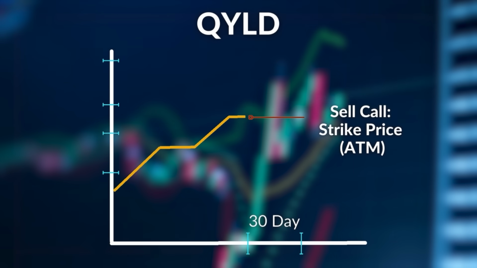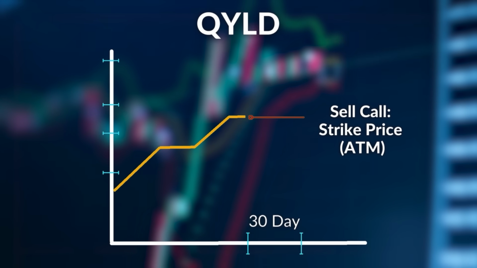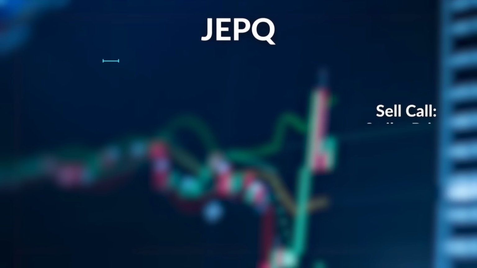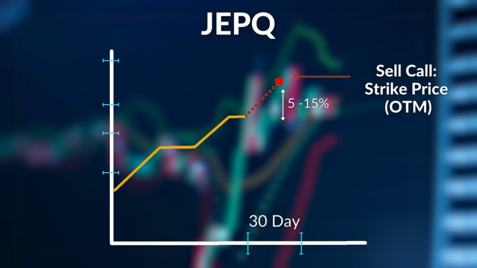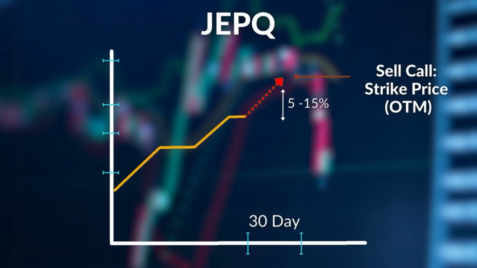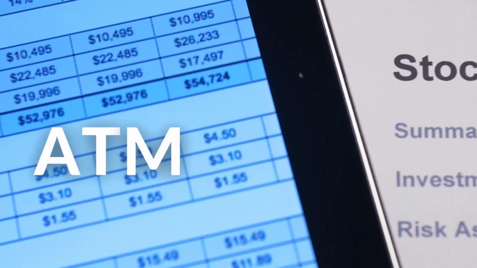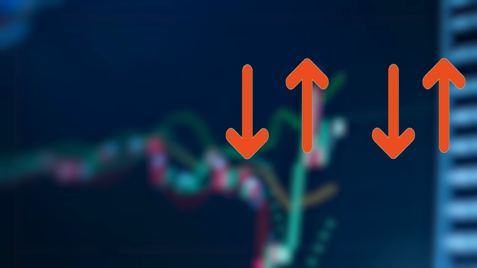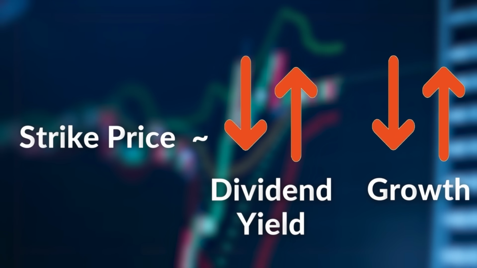QYLD sells at-the-money call options with around 1 month to expiration to generate premium income, which is then distributed as a dividend. But JEPQ sells 5 to 15% out of the money call options, also with around 1 month to expiration. So the most important detail here is at the money and out of the money. When you sell calls against a stock or an ETF, the most important detail is the strike price that you choose, because the strike price affects the amount of premium income you collect, or in this case, the dividend yield, and the amount of growth you allow to take place.